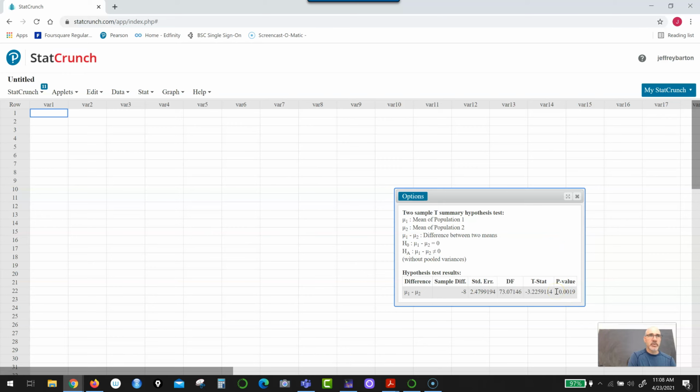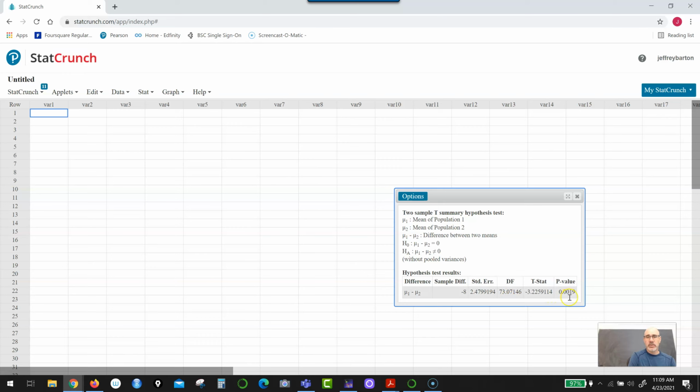So I noted that on the board as twice the probability that the t statistic is less than or equal to minus 3.226. And that's correct, but I stated that that was for the t distribution with 29 degrees of freedom. That's not the degrees of freedom that's being used by the StatCrunch two-mean test. So this degrees of freedom, here it is, 73 degrees of freedom. So that comes from a sort of complicated calculation.